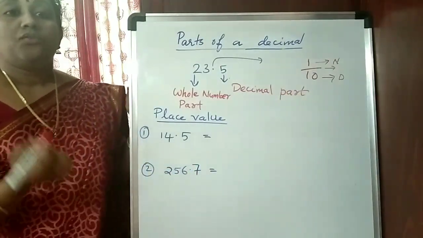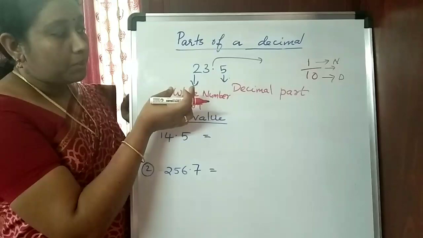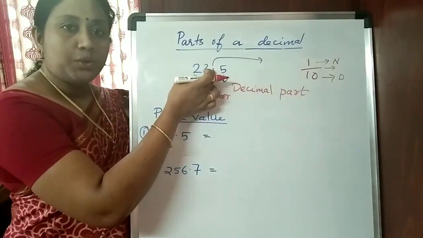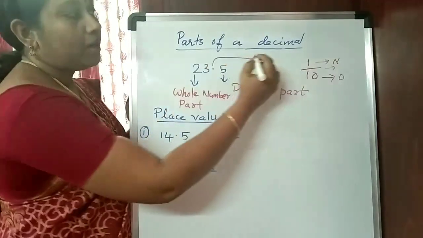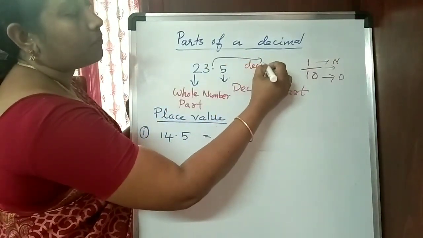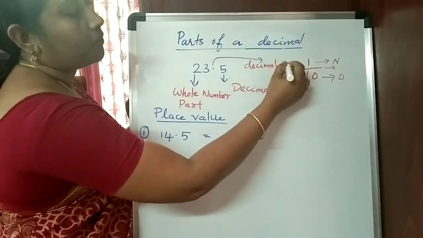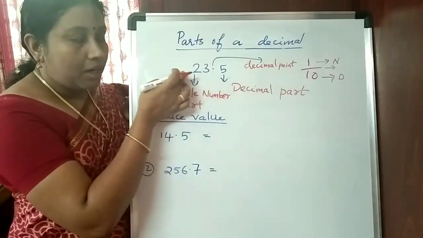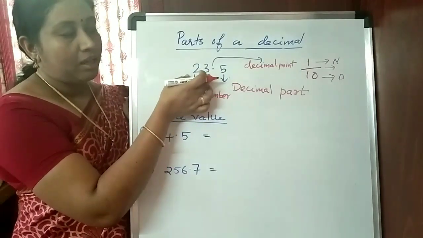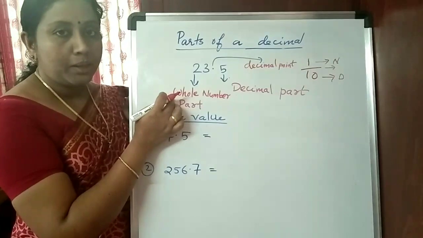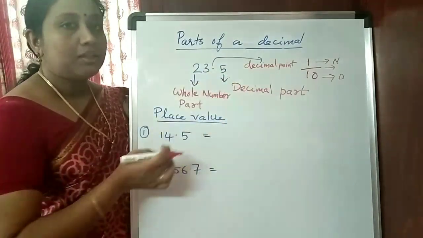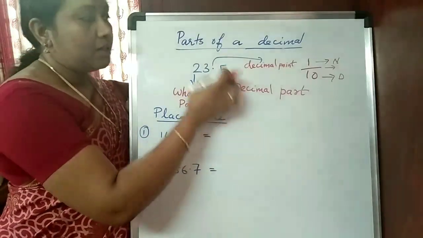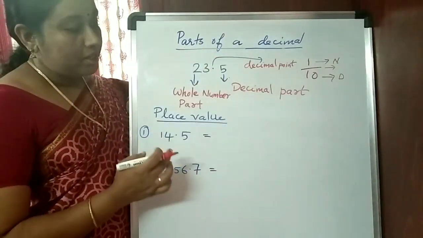Once again listen, which are the parts of a decimal number? In between two numbers there is one dot. This dot is called decimal point. And left side of the dot, this number 23, this 23 is called whole number part, and after the decimal point, this 5 is called decimal part. These are the parts of a decimal.